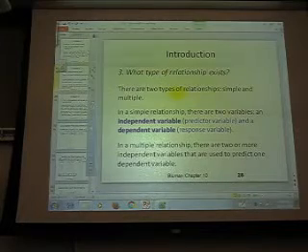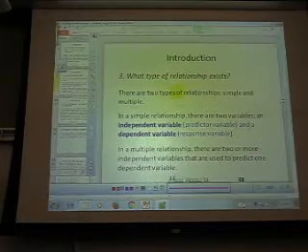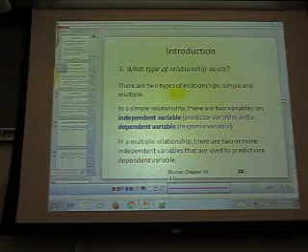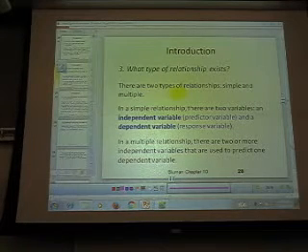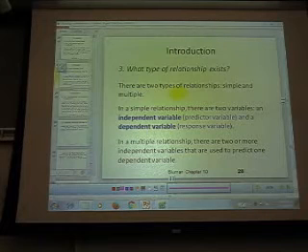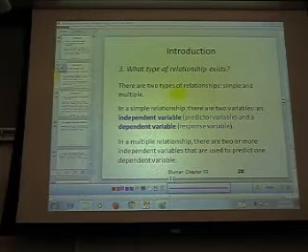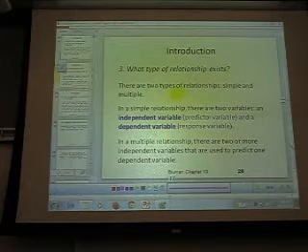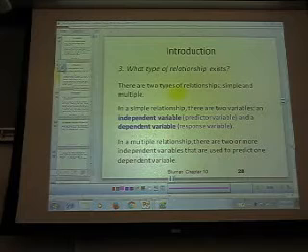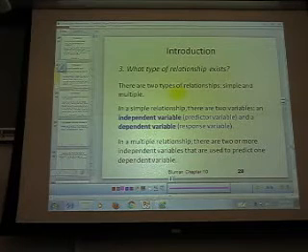Number 3, Michaela, go ahead. Number 3, what type of relationship exists? There are two types of relationships, simple and multiple. In a simple relationship, there are two variables, an independent variable, or predictor variable, and a dependent variable, or response variable. In a multiple relationship, there are two or more independent variables that are used to predict one dependent variable. Great, so we're going to be talking about a simple one with two variables.